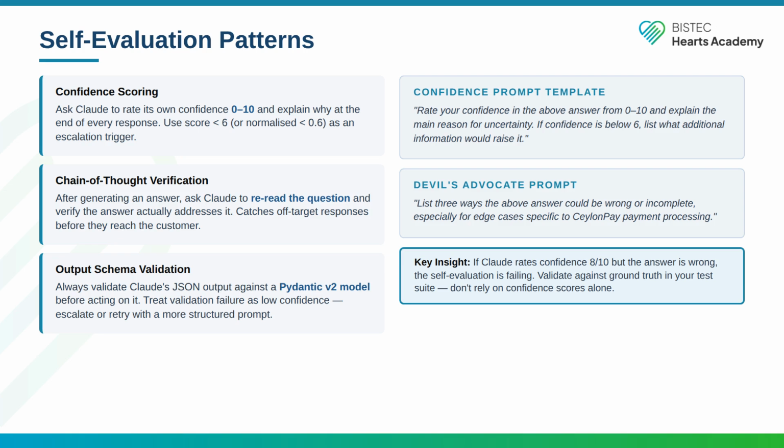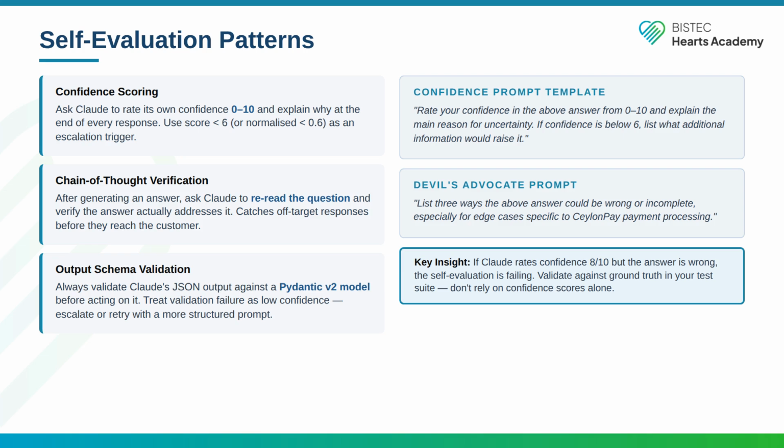Output schema validation is the last line of defense. Every structured output, escalation decisions, handoff envelopes, refund recommendations, must be validated against a Pydantic V2 model before any action is taken. A validation failure is treated as low confidence: escalate, or retry with a more constrained prompt.